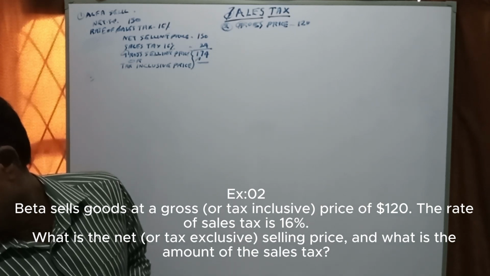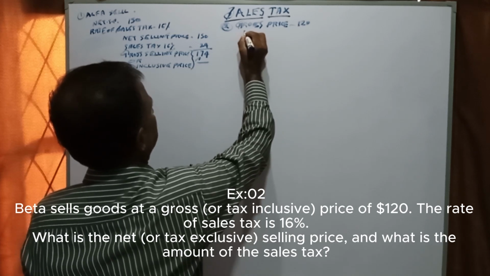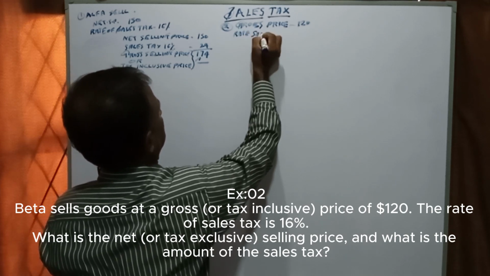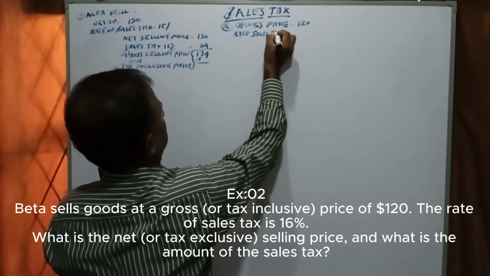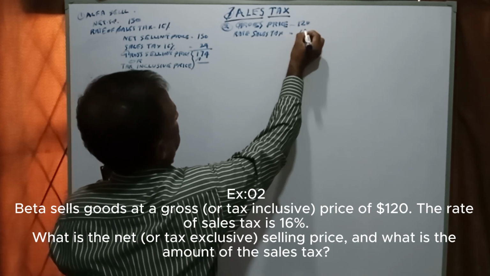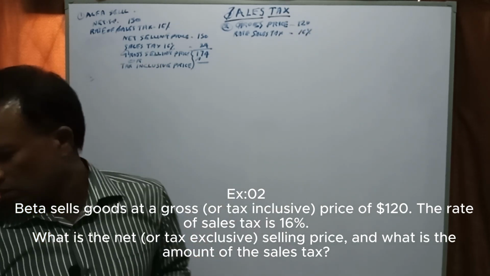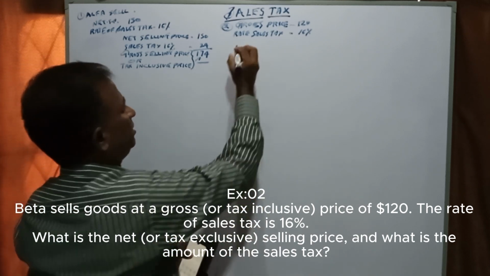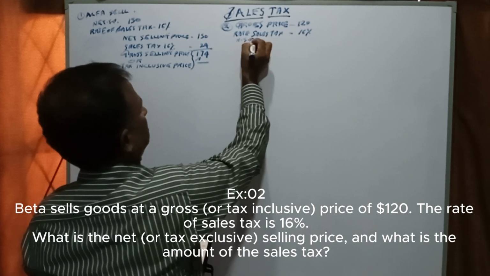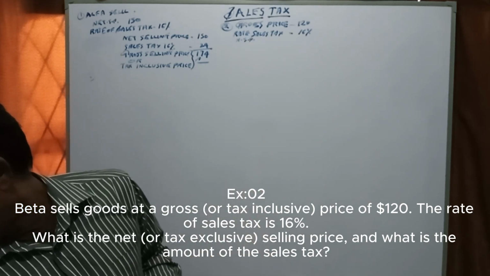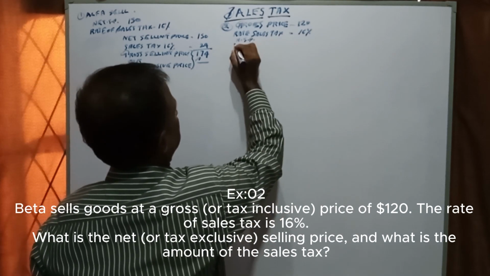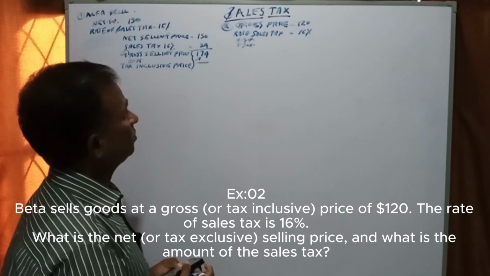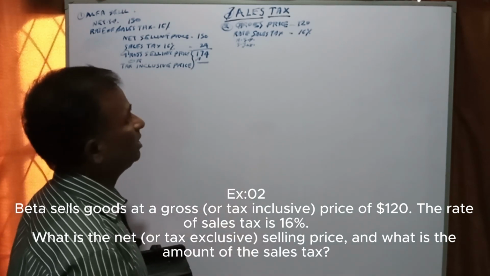The rate of sales tax is 16 percent. Then they are asking you to calculate the net selling price and the amount of the sales tax.